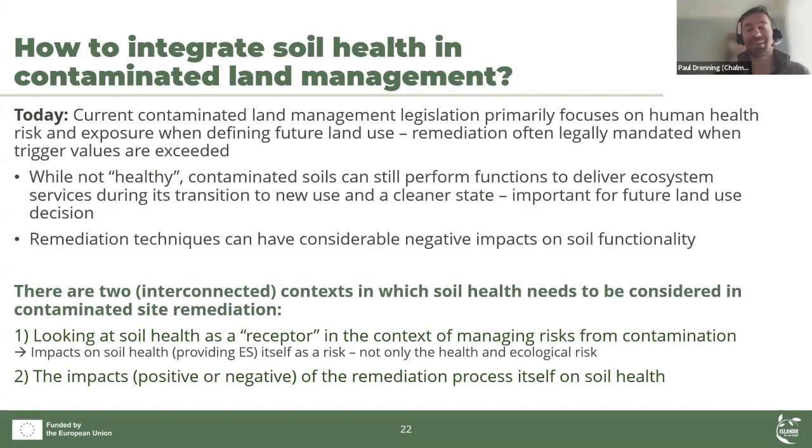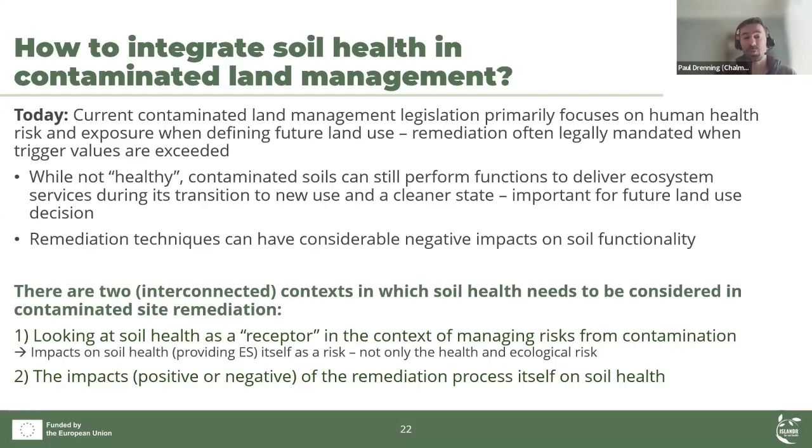I'll try to talk a bit more about how we've been thinking about concrete ways of integrating soil health into contaminated land management. As Virginie was talking about, today we're very focused on risks for human health and the environment, primarily using that to define fitness for use for future land use, and remediation is often taken when it's legally mandated. What's important to note is, while contaminated soils are maybe not considered healthy, they can still perform important soil functions and deliver ecosystem services. We're trying to integrate that whole perspective in ways of thinking about fitness for use.